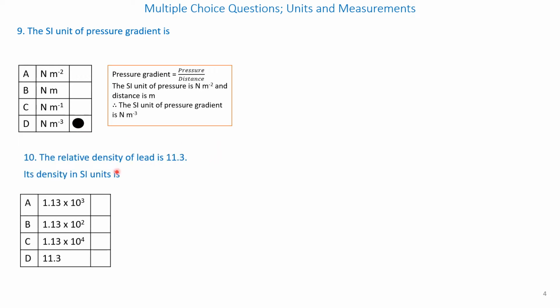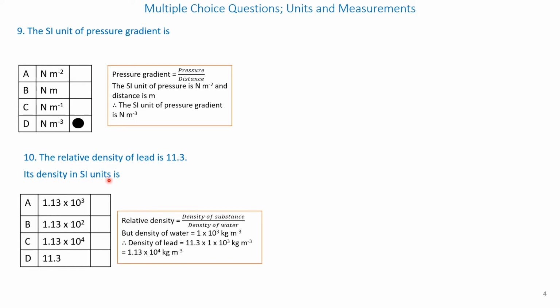Question number 10. The relative density of lead is 11.3. Its density in SI unit is, four options are given. Option A, 1.13 into 10 cube. Option B, 1.13 into 10 square. Option C, 1.13 into 10 to the power of 4. And option D is 11.3. Please note, relative density is given as 11.3 and we have to find the density in SI unit. So let us do some calculations.